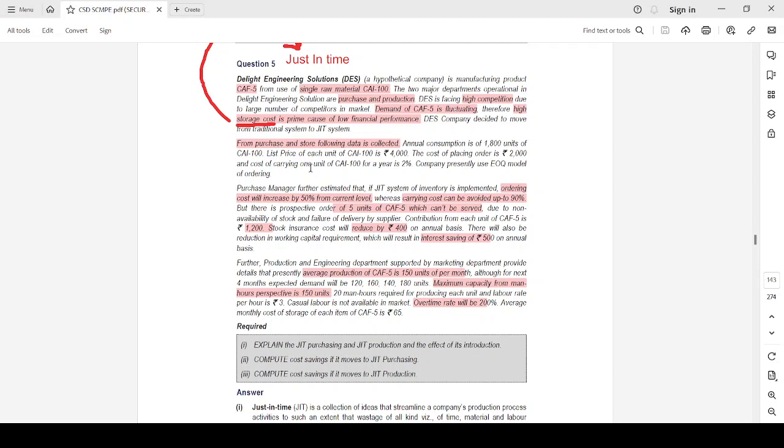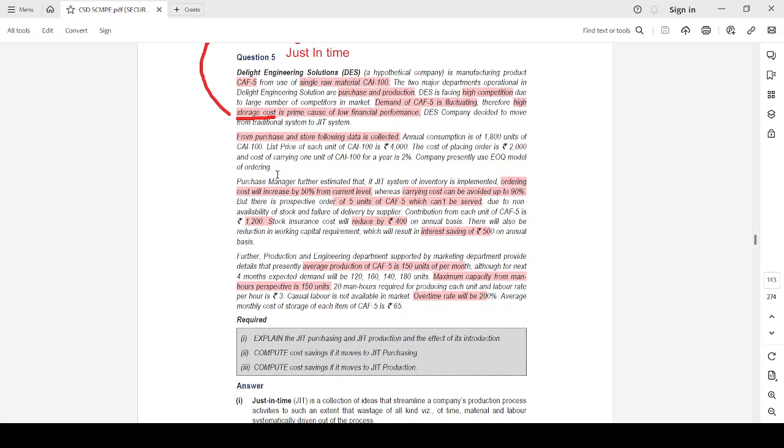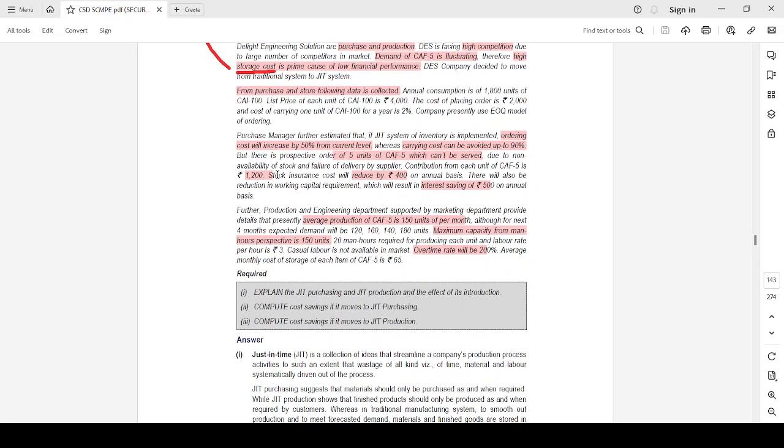Okay, now annual consumption, all this data is given, and the company presently uses the EOQ model of ordering, which means I have to first calculate EOQ. That is what the company is currently using. Okay, so first let's keep this on hold and then see the answers and then come back for the next part.